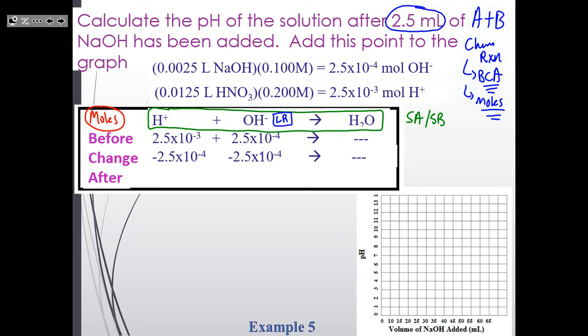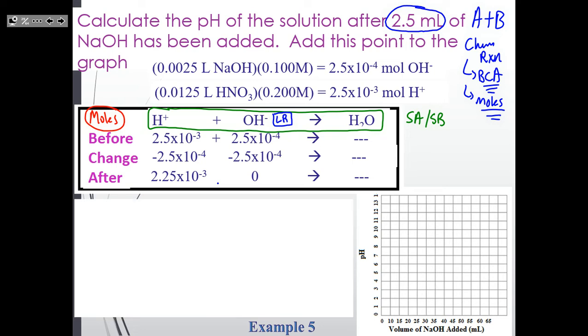When we subtract, hydroxide will be eaten up completely. And doesn't that make sense? We had a strong acid to begin with, and we only added 2.5 milliliters of a strong base. So it makes sense that there's still H plus remaining in solution, which is why we have a low pH.